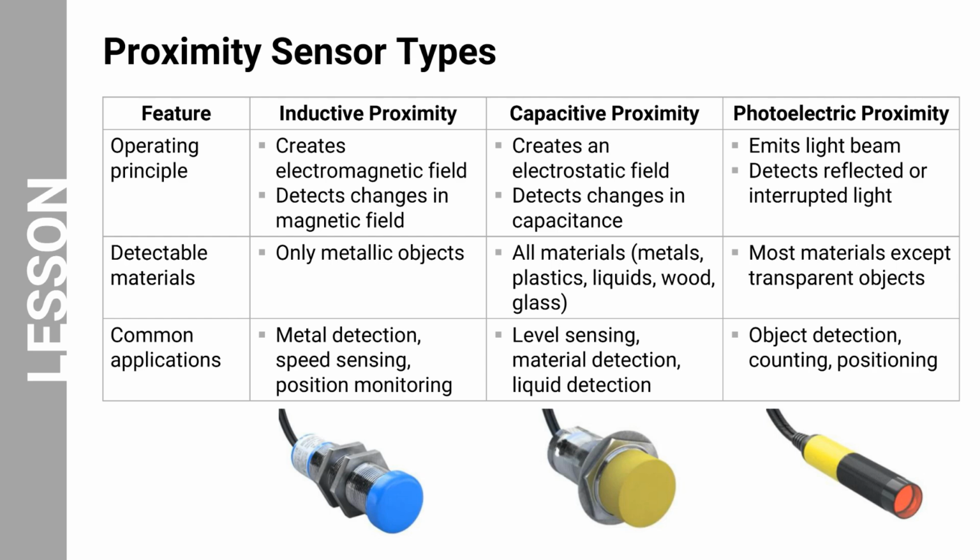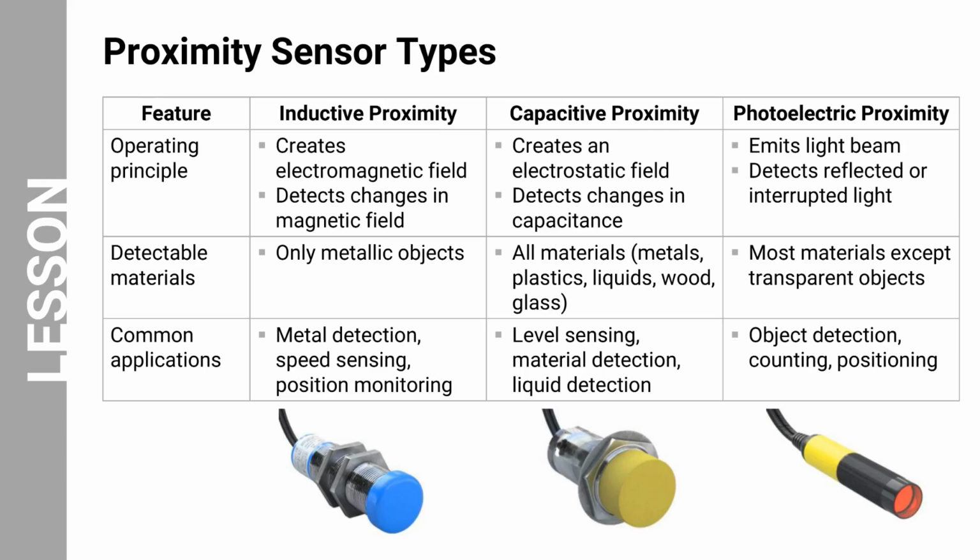As mentioned previously, proximity sensors come in three distinct types, each designed to detect objects using different physical principles. Inductive proximity sensors, shown in the image with a blue cap, create and monitor electromagnetic fields to detect metallic objects, making them ideal for applications like metal detection, speed sensing, and position monitoring in manufacturing environments.